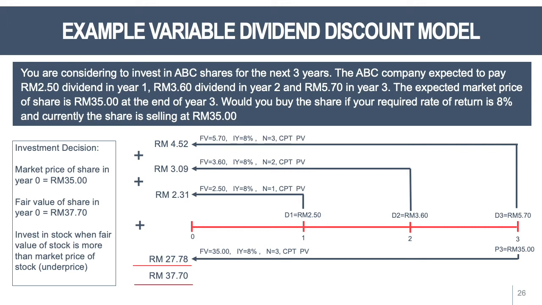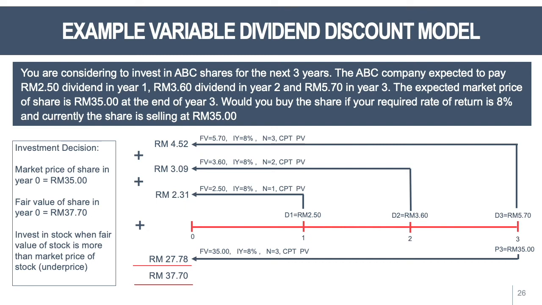So to answer this question, if you look at the information given, we have variable dividend payments from year 1, year 2, and year 3. So the dividend keeps on changing from year 1, year 2, and year 3. And the second thing, we have the price of the share at the end of year 3. So we can use the variable dividend discount model. Basically, we sum up the total present value of the dividends and the total present value of the market price at the end of our holding period.